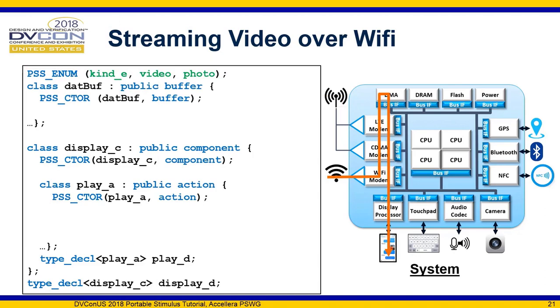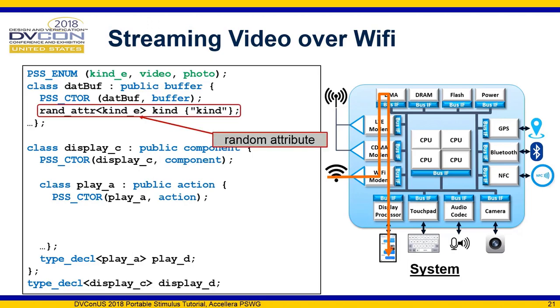Now I'm defining one of these data buffers. We've talked about the buffers before. Again, it's defined as a class that inherits from a well-known class called buffer. And then, previously, we've never had constraints in C++, and now we do, right? So we're saying we have here a random attribute of type kind under E, and the name of the variable is kind. So now that's sufficient information for us to pick up that C++ model and go do the randomization, same as we're doing in the DSL.